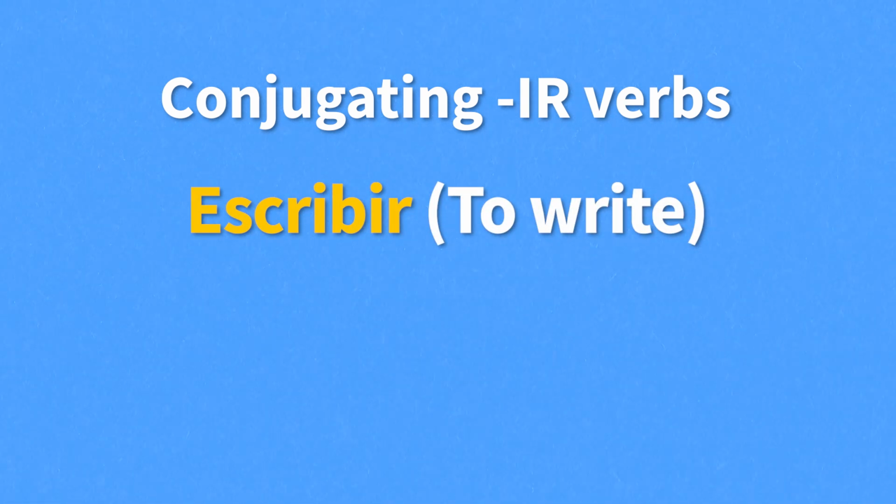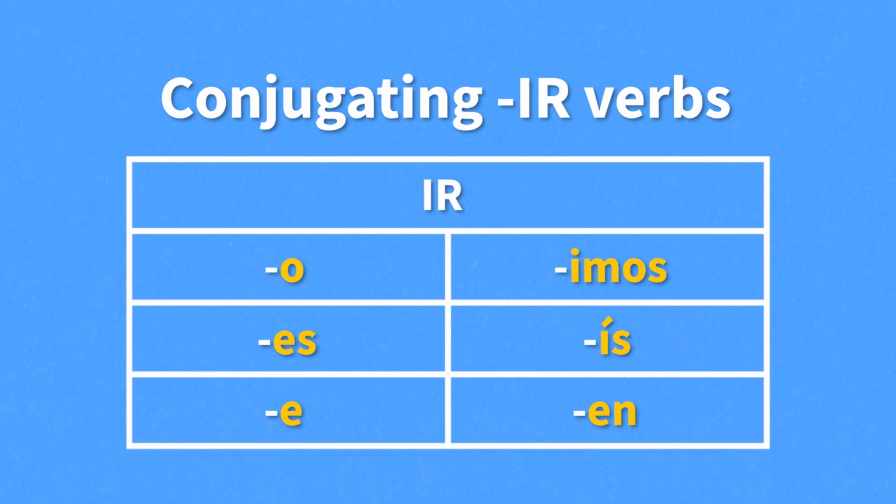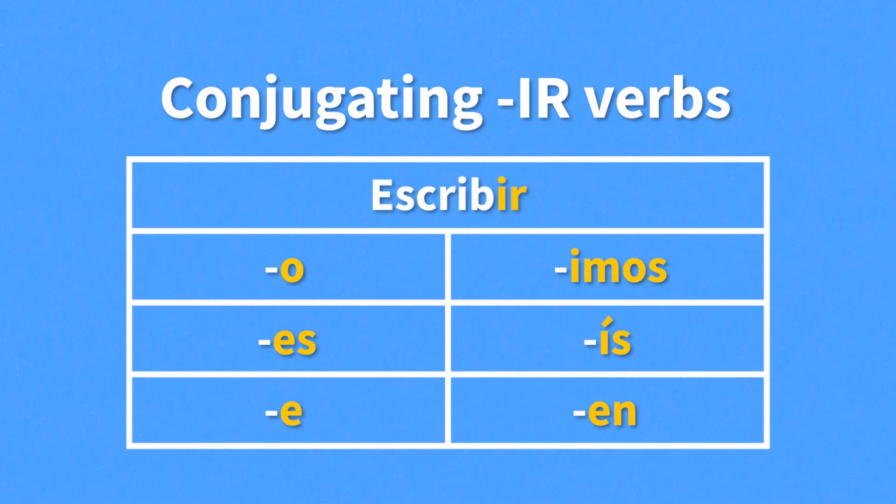First, you take the verb in its infinitive form and drop the IR, so you're left with just the stem. Then you add specific endings to the stem depending on the pronoun. So, for the first person singular, yo, you add O to the stem. Therefore, yo plus escribir is yo escribo.